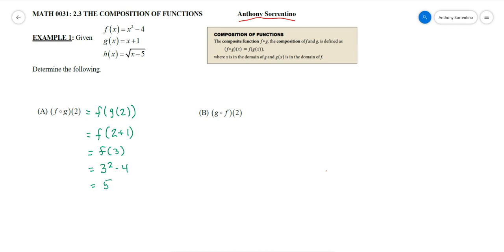Whereas for g of f of 2, when I deal with the innermost parenthesis first, I'm going to do f of 2, going to the function f, replacing the x with 2. I'm going to have 2 squared minus 4, which is 4 minus 4, which is 0. So g of 0 is what I have to evaluate next, which means now I go to the function g of x, I replace the x with a 0, and I evaluate it, and I get 1. So notice that these two values are different, which indicates that composition is not commutative.